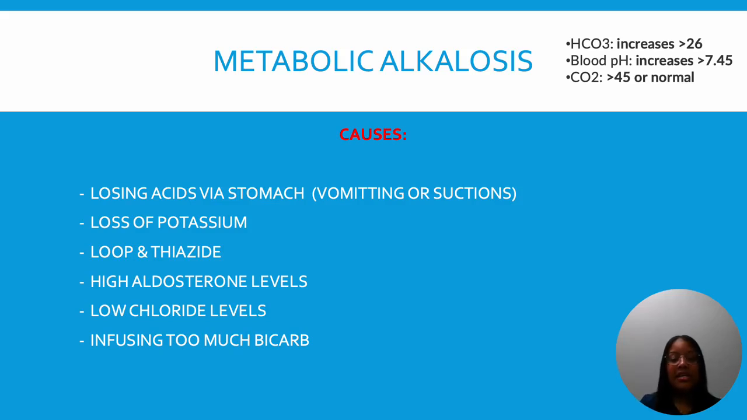Low chloride levels can lead to metabolic alkalosis, and so can infusing too much bicarb. So let's say that you were treating a patient and giving them bicarb, and now you gave them too much bicarb, so now you put them into an alkalotic state. So what are your ABGs going to look like? Your bicarb is going to be greater than 26, your pH is going to be greater than 7.45, and your PCO2 is going to be greater than 45, or it could be normal.